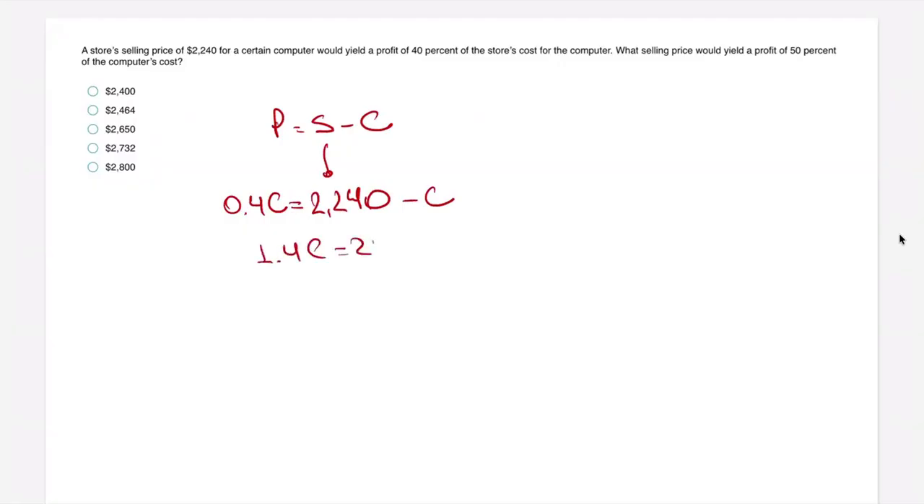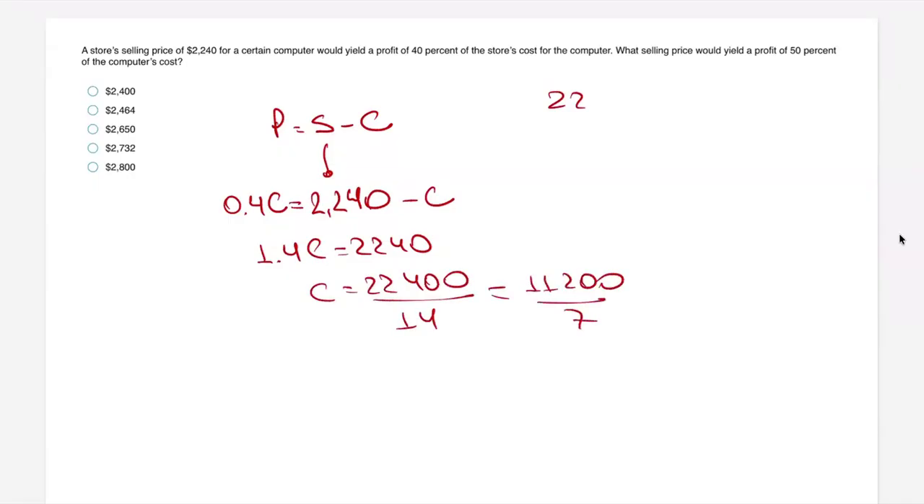1.4 times the cost is 2,240. The cost is 22,400 divided by 14, which is 11,200 divided by 7, which is 1,600. That is the cost.